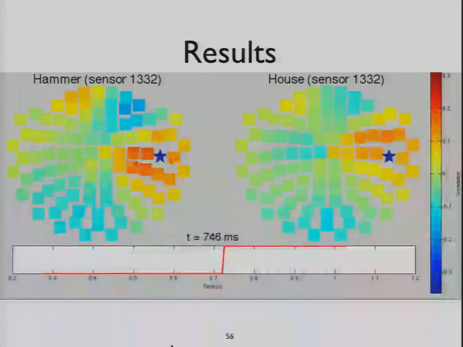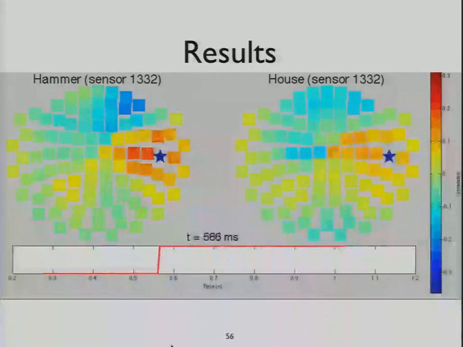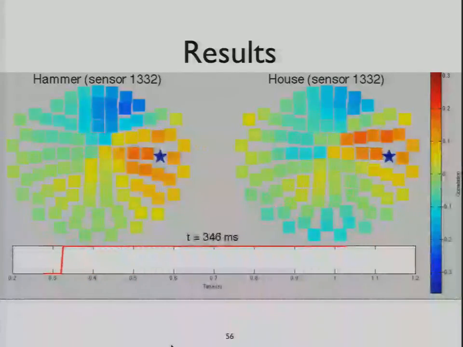I want to point out also that this model has no idea about the layout of the sensors. That wasn't incorporated at all into the model. So all of the spatial smoothness you're seeing here is learned.